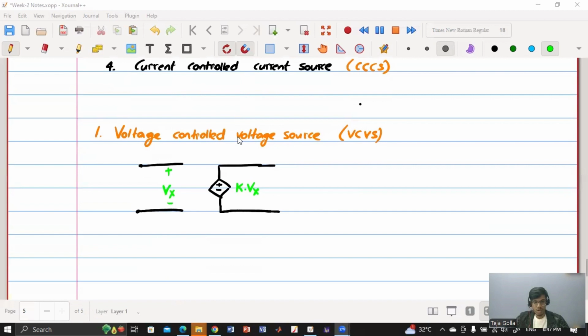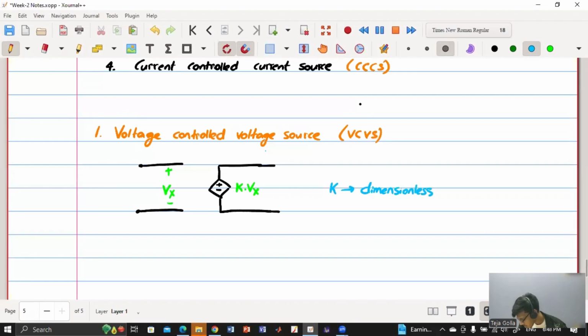Okay, so this is the voltage controlled voltage source, and here the output is a voltage and the input is also a voltage. So the K here is dimensionless, because the output is a voltage and the input is also a voltage, and it is just amplifying. So it doesn't have any dimension.